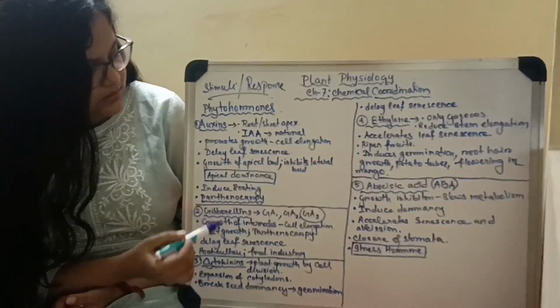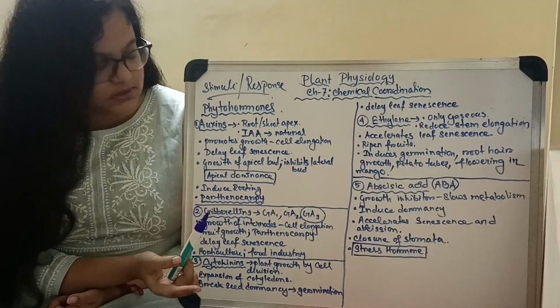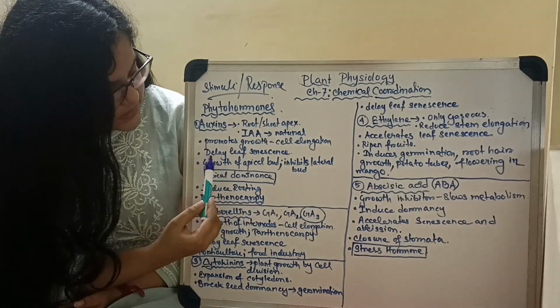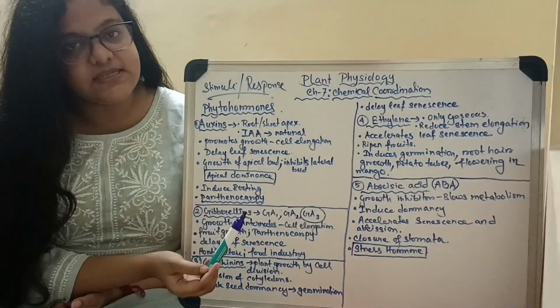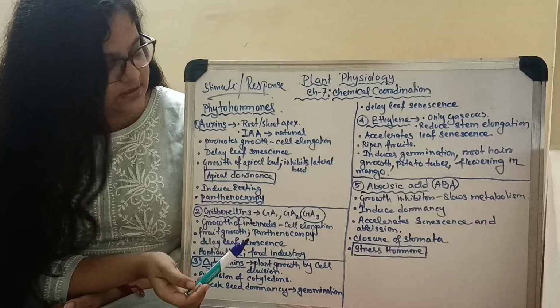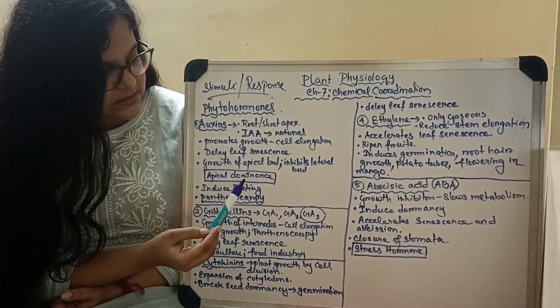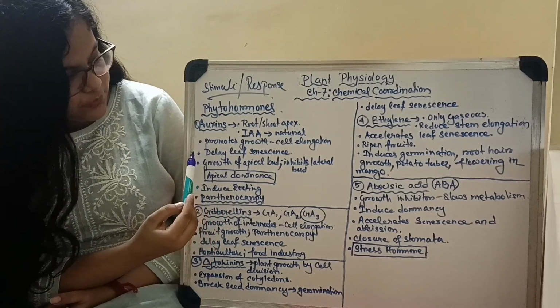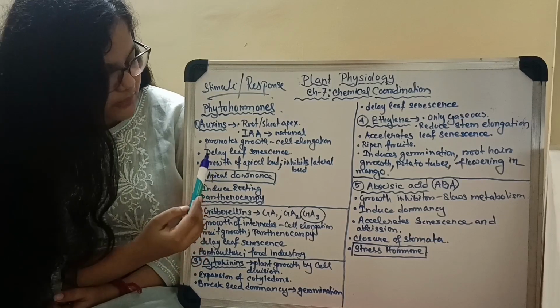Now what are the other functions of auxins? The other functions of auxins are that they delay leaf senescence. Now what is leaf senescence? Leaf senescence is the aging of leaves. So what auxin does is delay leaf senescence, thus protecting the plant for a longer period of time.